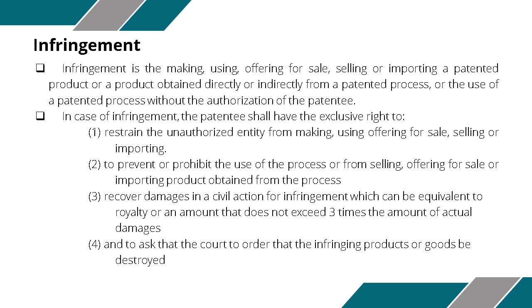Infringement. Infringement is the making, using, offering for sale, selling, or importing a patented product or a product obtained directly or indirectly from a patented process, or the use of a patented process without the authorization of the patentee. In case of infringement, the patentee shall have the exclusive right to: 1. Restrain the unauthorized entity from making, using, offering for sale, selling, or importing. 2. Prevent or prohibit the use of the process or the selling, offering for sale, or importing of the product obtained from the process. 3. Recover damages in a civil action for infringement, which can be equivalent to a royalty or an amount that does not exceed 3 times the amount of actual damages. And 4. Ask the court to order that the infringing products or goods be disposed of.